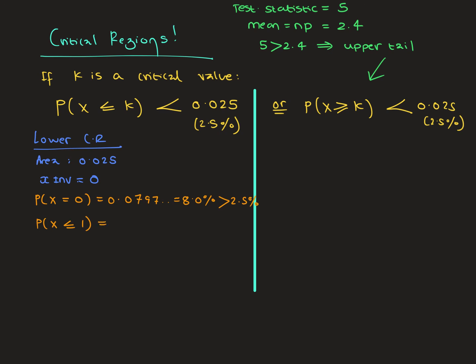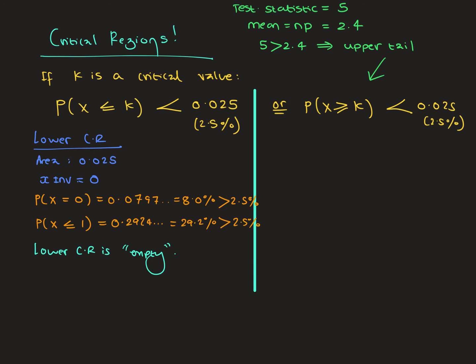And just as a point of interest, to show you what happens here, I'm going to work out the probability that x is equal to 1. And of course that's going to be larger, we know this, but I'll just work it out anyway. It's actually this value, which is 29.2%, which is very definitely larger than 2.5%. So actually, this shows us that the lower critical region is empty. There are no values in the lower critical region. So 0 is not a critical value, 1 is not a critical value, anything above 1 is obviously not going to be a critical value, so the lower critical region is actually empty.